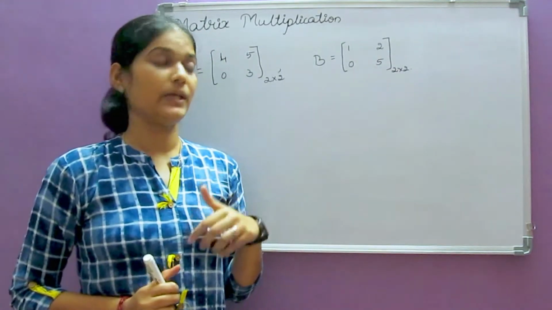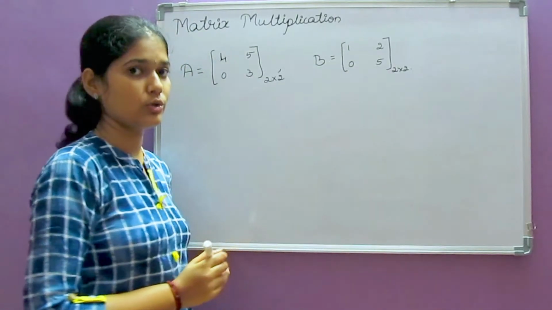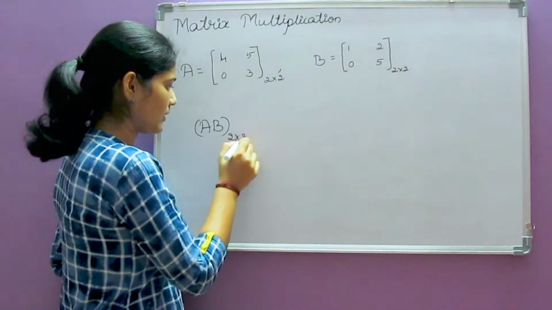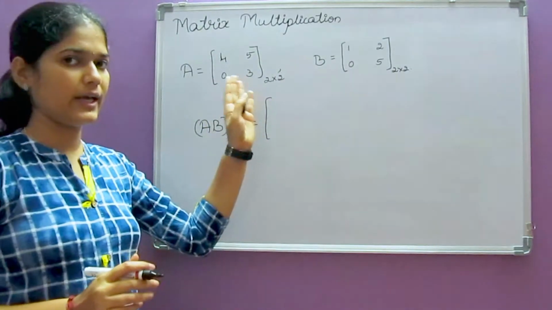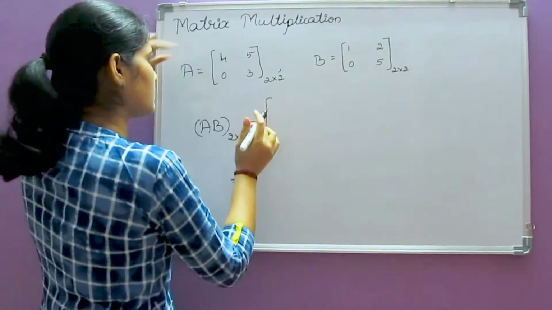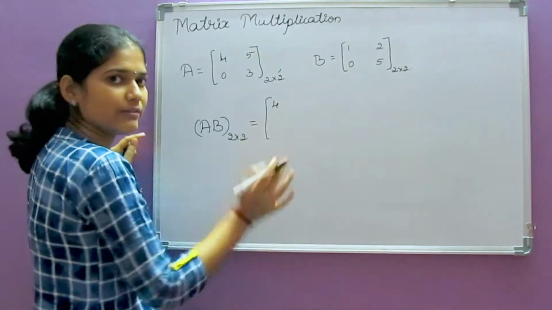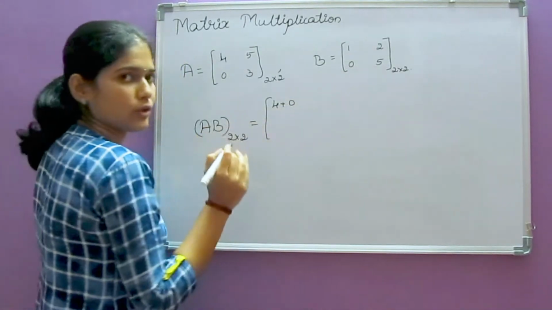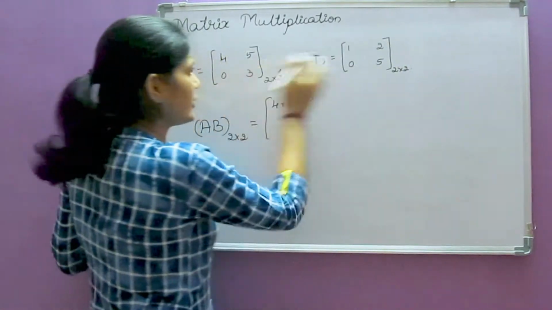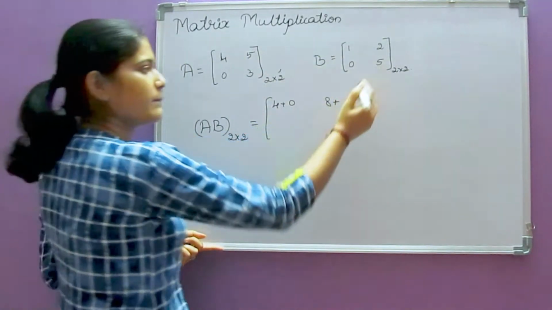Here is another example. In this problem, we have both matrices A and B of order 2 cross 2. So the resultant matrix AB will also be of order 2 cross 2. In this problem, we will find out the elements directly. To find the first element, we have to multiply first row with the first column. So, it will be 4 into 1, that is 4, plus 5 into 0, it will be 0. If you want, write it 4 plus 0. The next entry will be first row into second column. So, 4 into 2, that is 8, plus 5 into 5 will be 25.